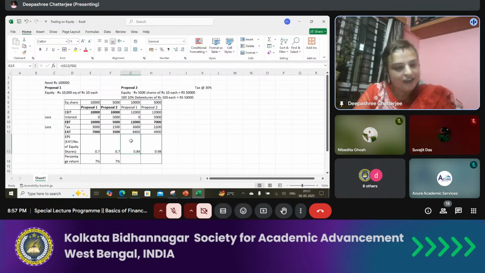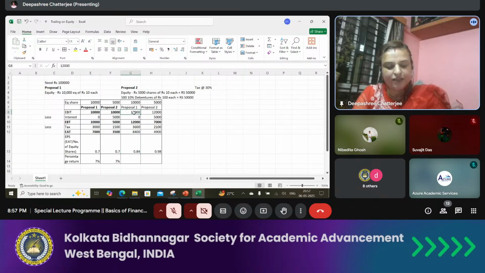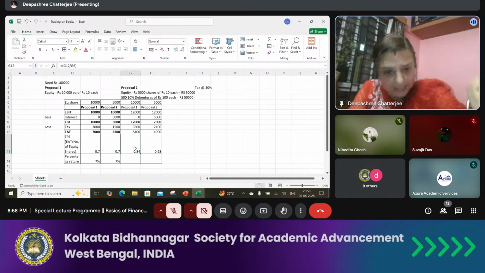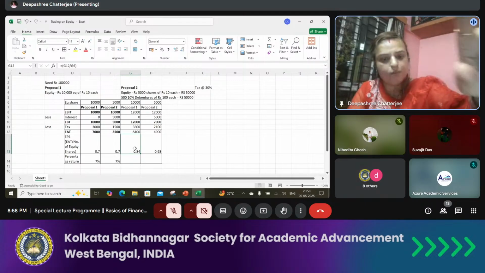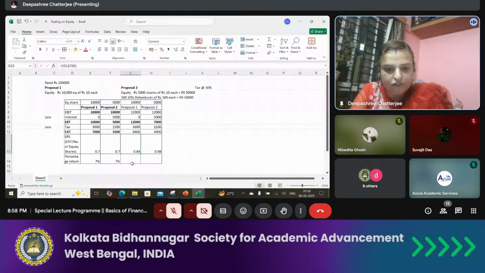In proposal 1, our earning per share has increased from 0.7 to 0.84. See, our profit has increased from 10,000 to 12,000, a 20% increase in profit. But our earning per share has increased from 0.7 to 0.84, right? Which is more than 20%. 20% of 0.7 is... 120% is 0.84. So here the earning per share has increased by 20%.